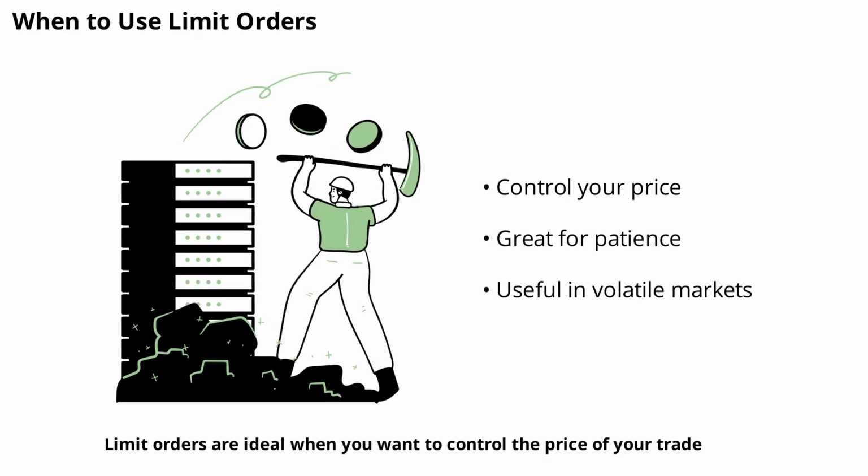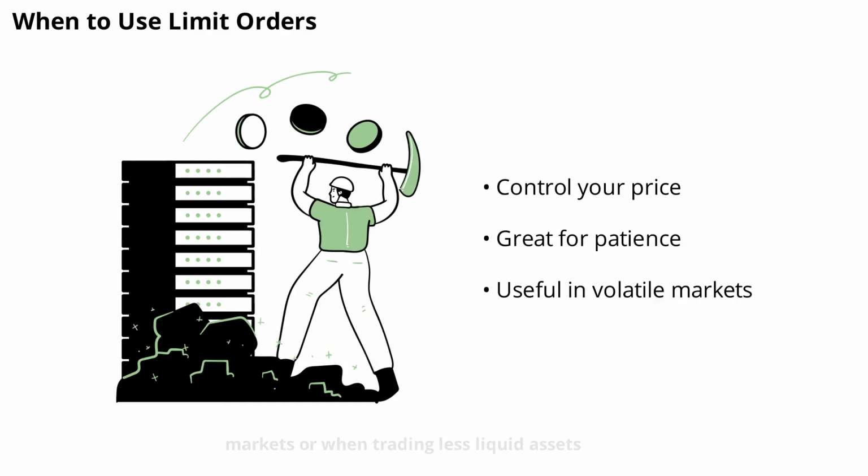Limit orders are ideal when you want to control the price of your trade. If you're not in a rush and are willing to wait for a specific price, a limit order is the way to go. This is especially helpful in volatile markets or when trading less liquid assets. You set your price and wait for the market to come to you.